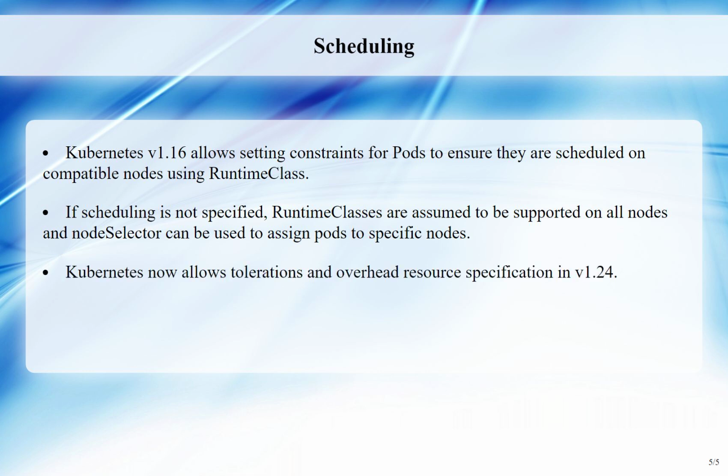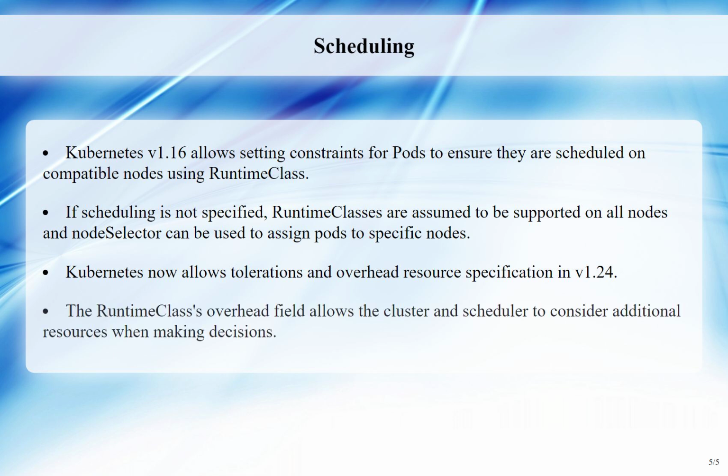Tolerations can also be added to the runtime class to allow pods to run on tainted nodes. In Kubernetes v1.24, the stable release now allows for the specification of overhead resources associated with running a pod. By declaring overhead in the runtime class's overhead field, the cluster and scheduler can account for these resources when making decisions about pods and resources.